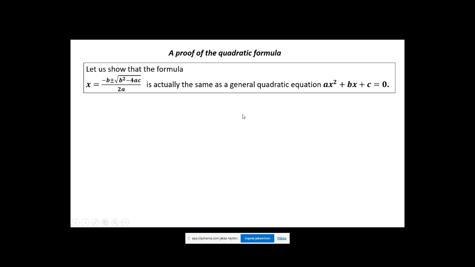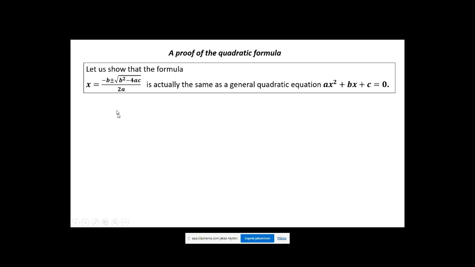A proof of the quadratic formula. The quadratic formula is a tool which gives you values of x in any second degree polynomial equation. It's a very famous formula which you have probably learned first time in high school.